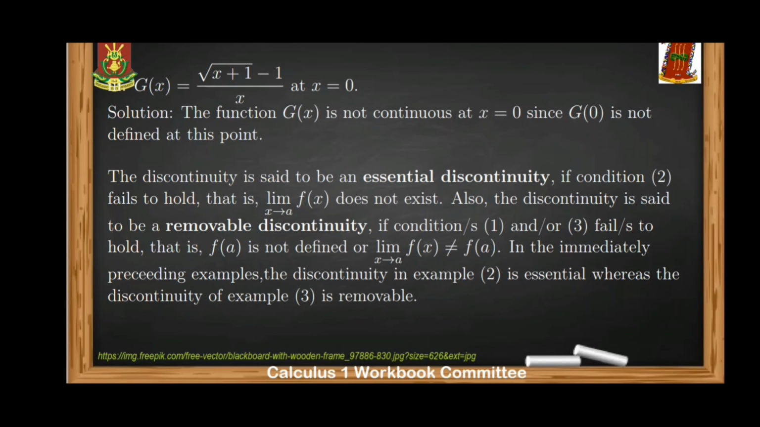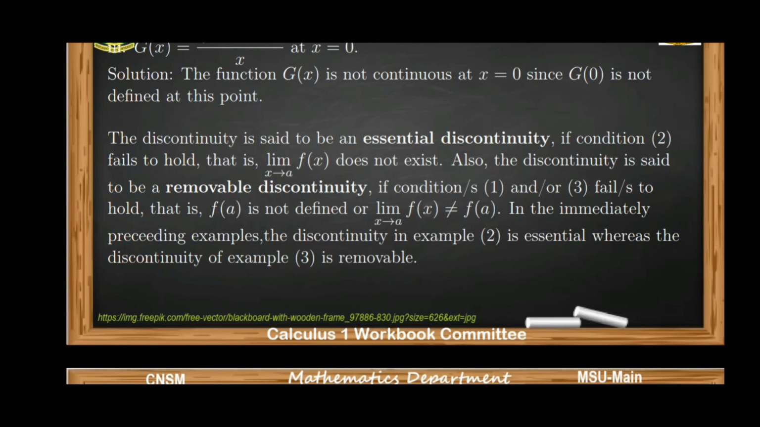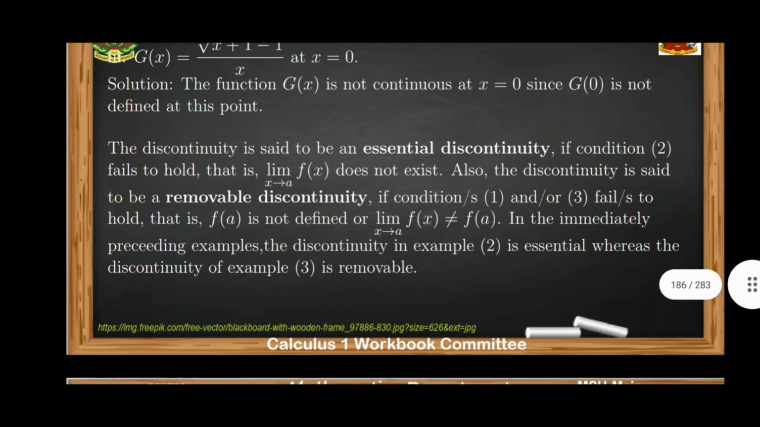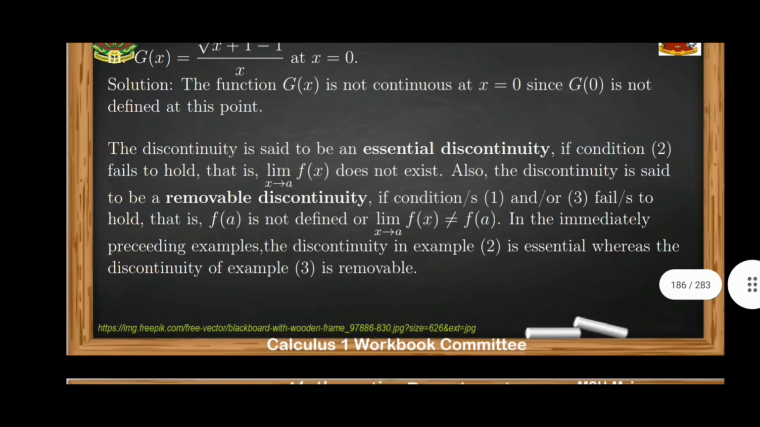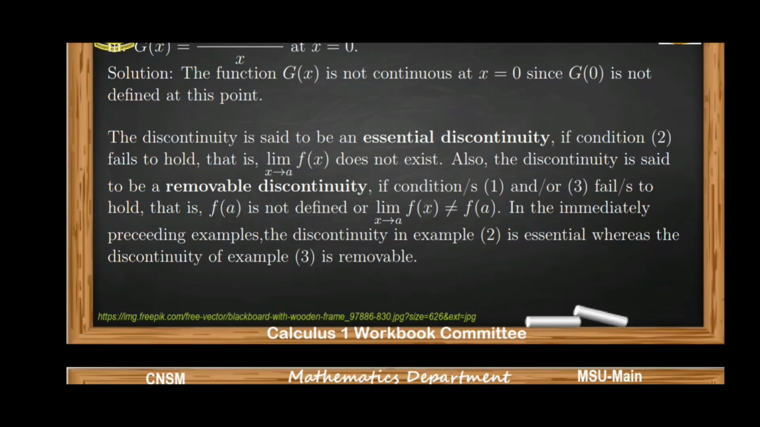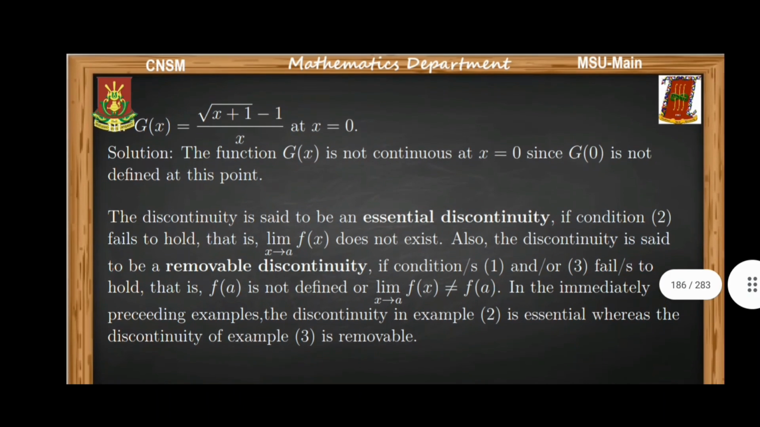Discontinuity is said to be an essential discontinuity if condition 2 fails to hold, that is, limit of f of x as x approaches a does not exist. Also, the discontinuity is said to be a removable discontinuity if conditions 1 and/or 3 fail to hold, that is, f of a is not defined or limit of f of x as x approaches a is not equal to f of a. In the immediately preceding examples, the discontinuity in example 2 is essential, whereas the discontinuity of example 3 is removable.